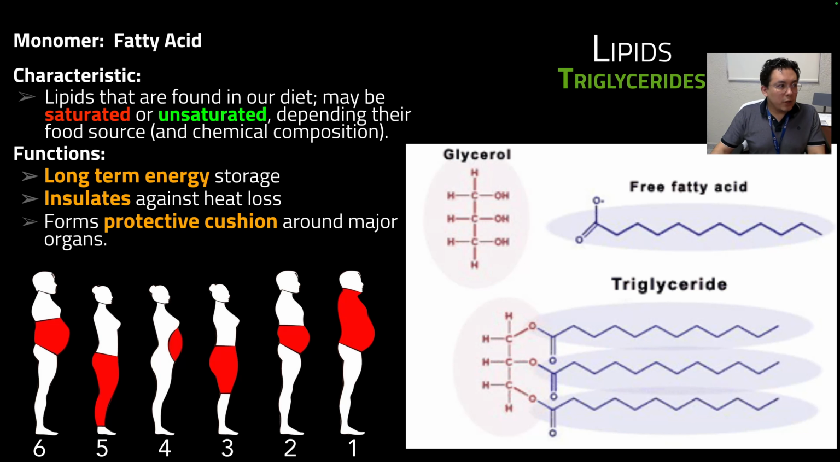So we have mentioned before that lipids have as their main function long-term energy storage, but also insulation and protection to our organs. Because we have it in between the organs and around our skin, it also creates a protective cushion that helps our organs not to be immediately damaged if we get a hit or if we have an impact directly on our body.